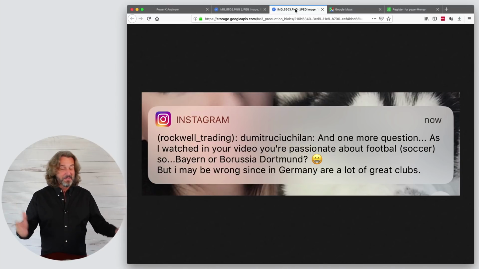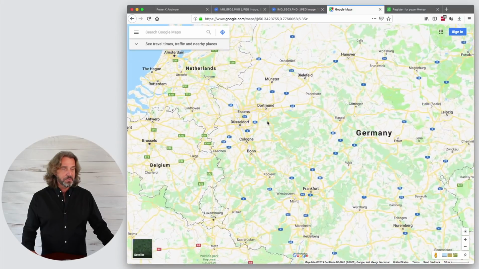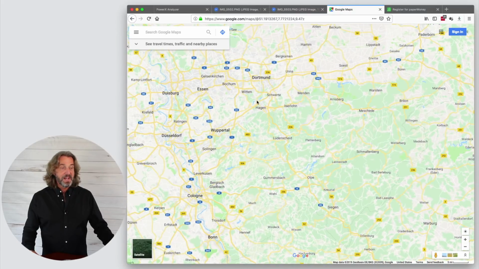Both. For those of you who are interested in soccer at all, they're both great clubs, because let me show you something. I want to go to Google Maps. This here is Germany. And you see over here, right there is Dortmund. This is where you have Borussia Dortmund. And then you have Munich. This is where you have Bayern Munich. Now, I grew up just outside of Dortmund. This is where I grew up. Let me zoom in here a little bit so that you see it. Right here, Hagen. That's where I was born. This is where I grew up.